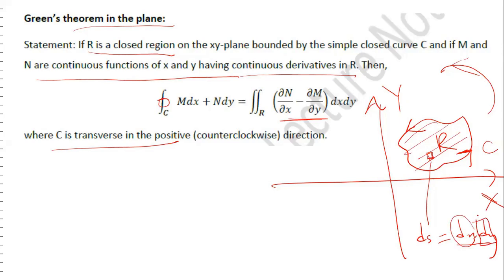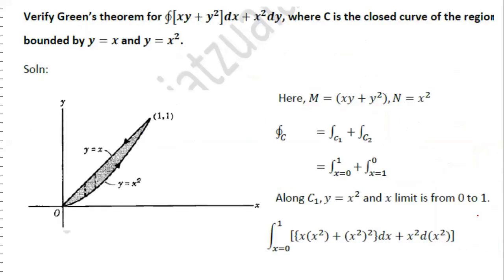So dx dy. Okay. So let's quickly go through this, and then we can stop. I think I can finish this in about 5 minutes, because once you follow the previous two calculations, this should not be a problem. So verify Green's theorem for this, where C is the closed curve of the region bounded by y equal to x and y equal to x square.